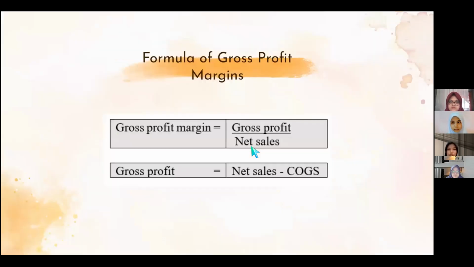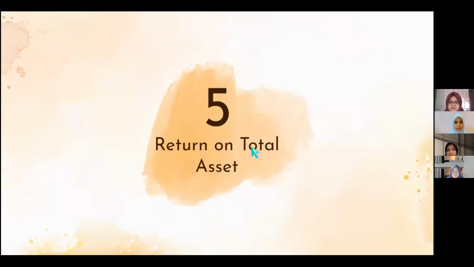So the formula of gross profit margin is gross profit divided by net sales, but we should look for gross profit by net sales minus cost of goods sold. The next one will be presented by Afifah.